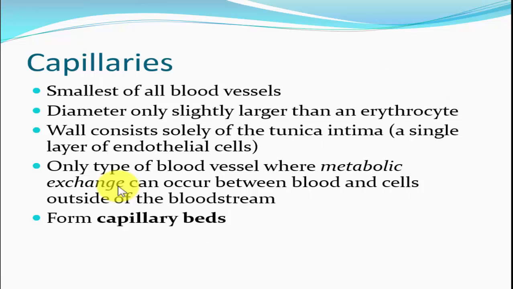So then we look at capillaries. These are the smallest of all blood vessels, and their diameter is only slightly larger than an erythrocyte. So think about a red blood cell and how small it was, and the capillary is the smallest of the blood vessels, and it's just big enough to allow one erythrocyte down. The wall consists solely of the tunica intima, a single layer of endothelial cells. So they're very thin and easily broken, if you will. It's the only type of blood vessel where metabolic exchange can occur between blood and cells outside of the bloodstream.